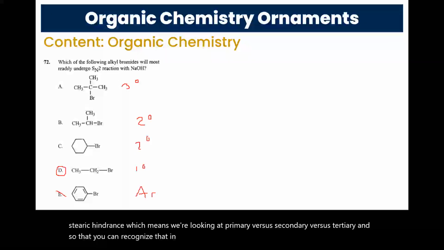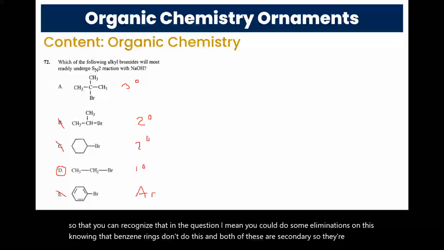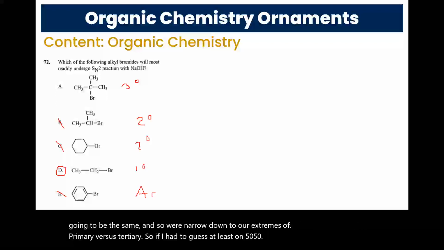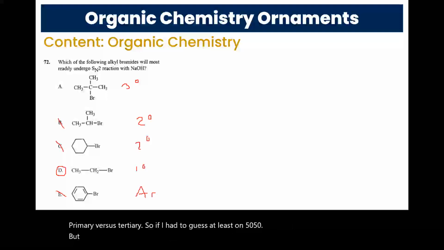I mean, you could do some eliminations on this, knowing that benzene rings don't do this, and both of these are secondary, so they're going to be the same. And so we're narrowed down to our extremes of primary versus tertiary. So if I had to guess, at least I'm 50-50. But fundamentally, knowing what your mechanism is searching for is what we need to use here.